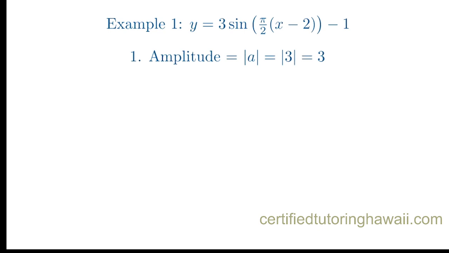For this, we need B, which is the coefficient of the factored x. Looking at the equation, B is pi over 2. So the period is 2 pi divided by pi over 2. This simplifies to 4. The period is 4.